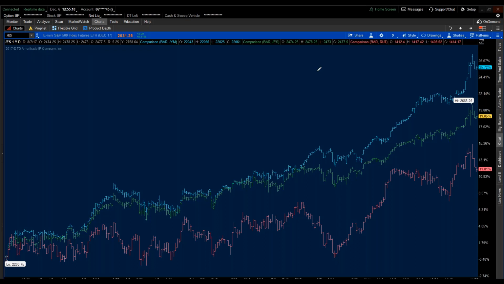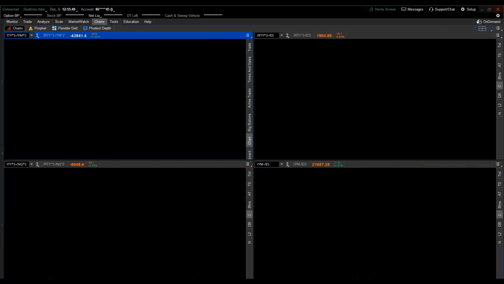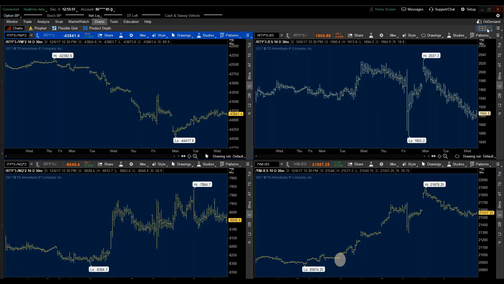Ken, are you using ThinkorSwim or using Sierra? Here, so up here on the top right, then you can break it up. You can, as many as you want. So when I'm looking at things, I'm usually using these.